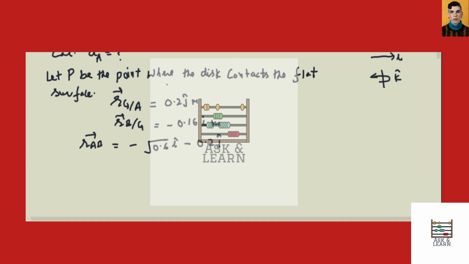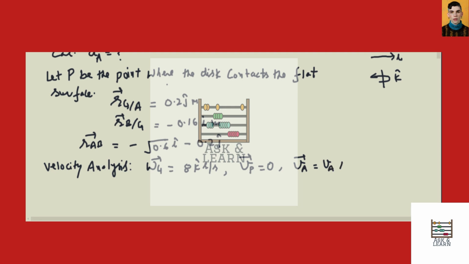Now velocity analysis. Angular velocity of G is given, 8 radian per second. Velocity of P is 0 because pure rolling motion is there. So the point of P contact to the surface would be at rest. Velocity of A will be v_A i cap because it can slip along the plane surface.